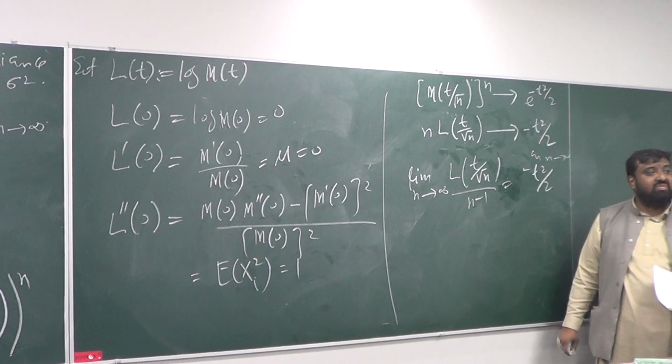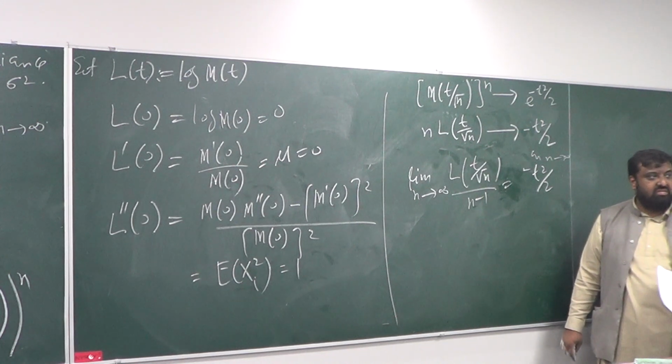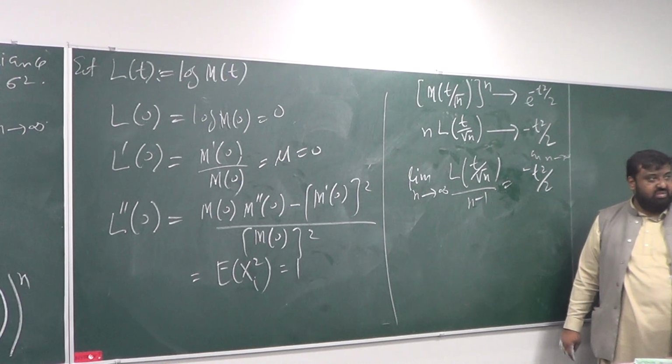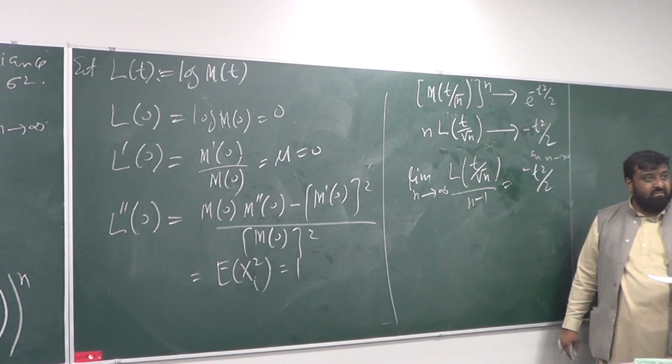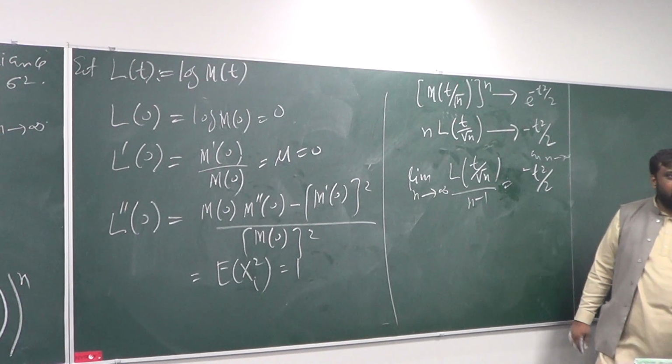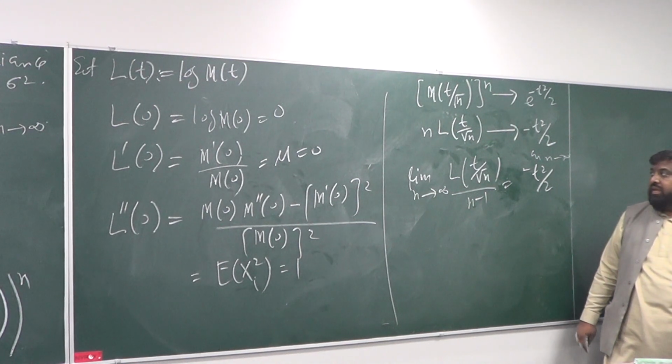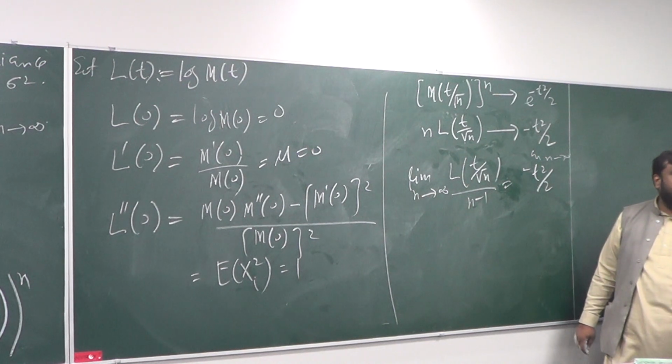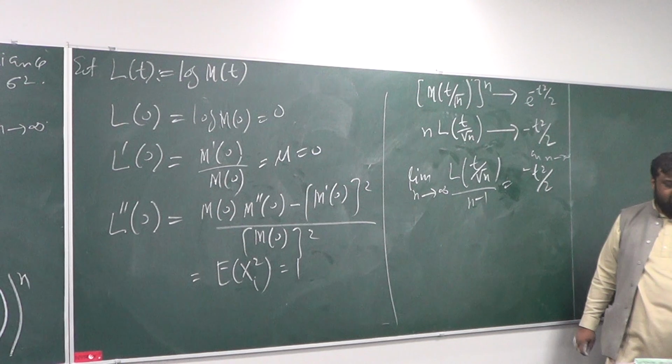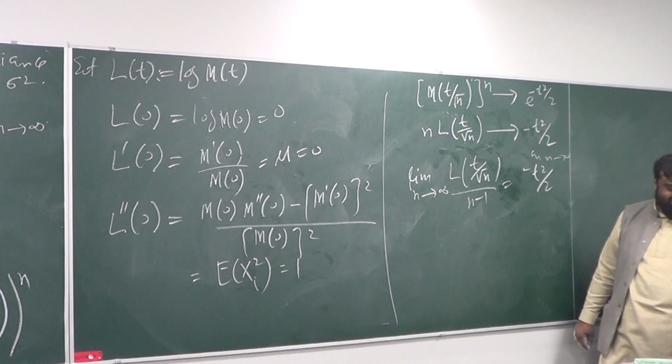Sir, n power minus 1, we have to use L'Hopital rule 2 times? Yes, at least 2 times. Sir, with respect to t or with respect to n? You are taking the limit in n, so you have to differentiate with respect to n, not with respect to t. You have to be that much sophisticated at least. So just compute it and show that this is true.